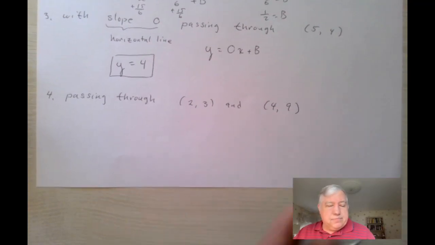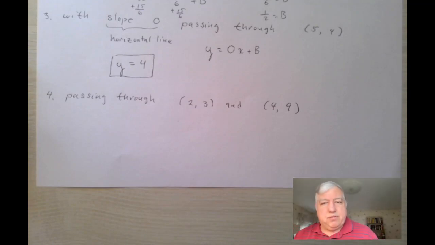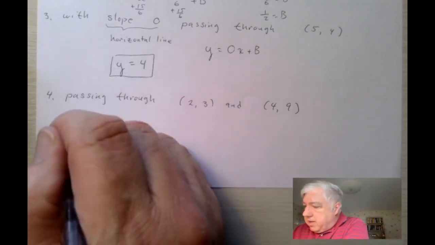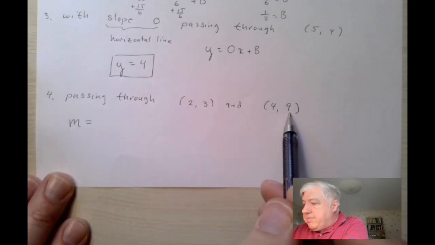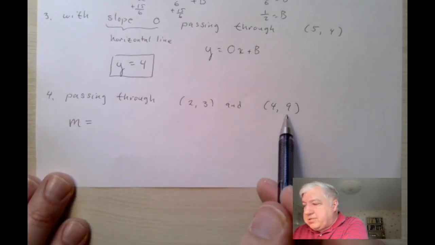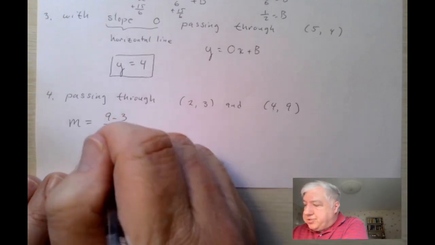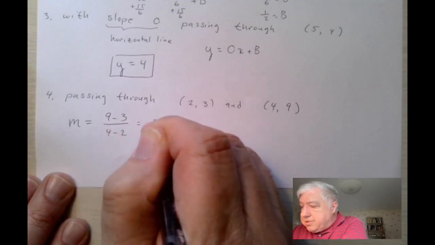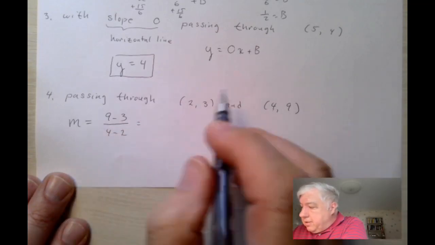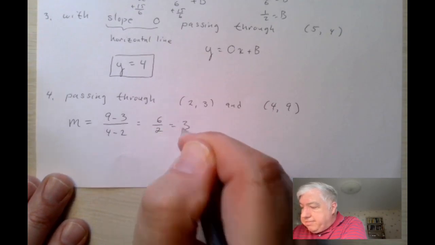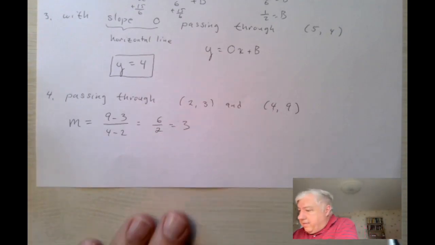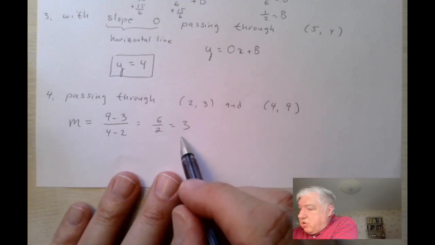So you get the same thing. So after substitution, you get this. Okay. For problem example 4, this is a little bit different. We have to calculate the slope first, right? So our slope is going to be the change in the y coordinates divided by the change in x coordinates. So we have 9 minus 3 divided by 4 minus 2. So this is 6 over 2, which is 3. All right. So our slope is 3.